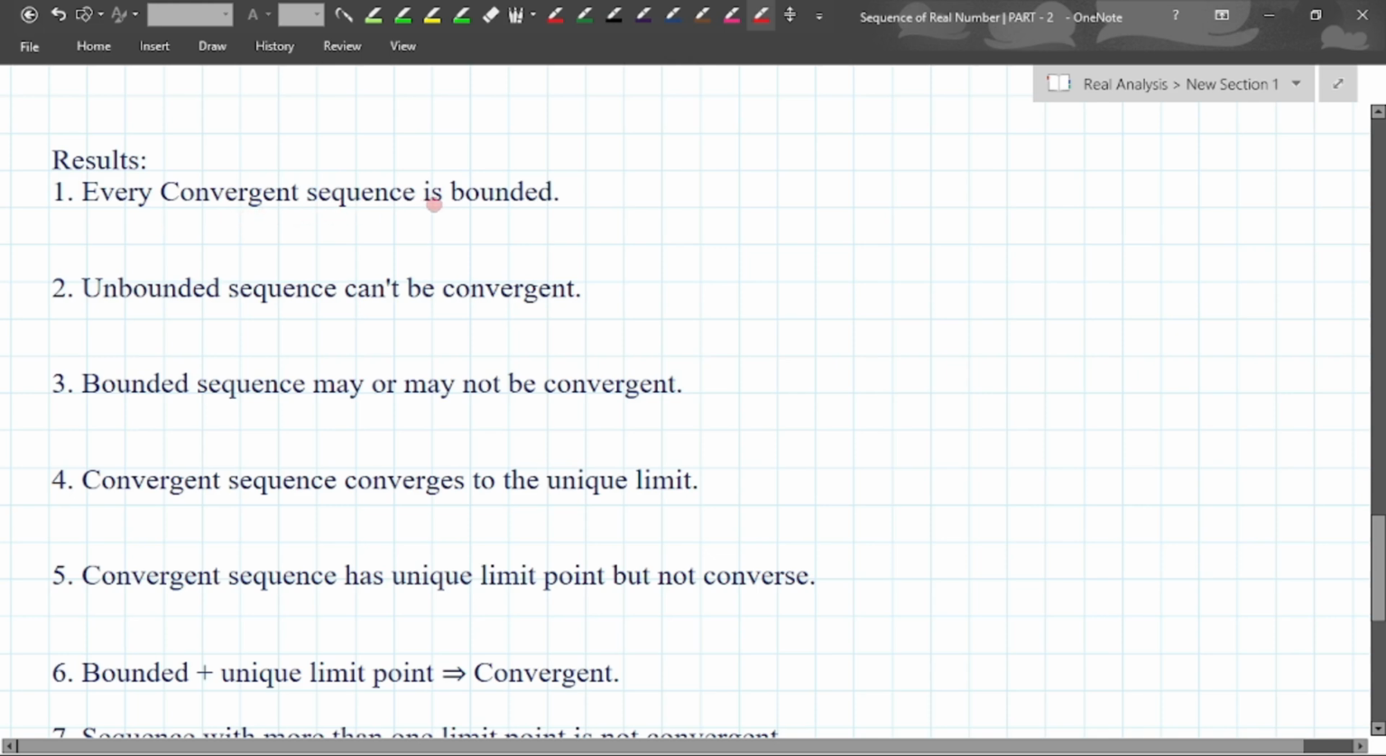Every convergent sequence is bounded. Every convergent sequence is bounded. Let's take one example, 1 by n. So it is 1, 1 by 2, up to 1 by n. Now, as n tends to infinity, what is the upper bound of this, or we can say the supremum? The supremum of this is 1, and the infimum of this is 0. If the supremum and infimum both exist, it means my sequence is bounded below and bounded above.